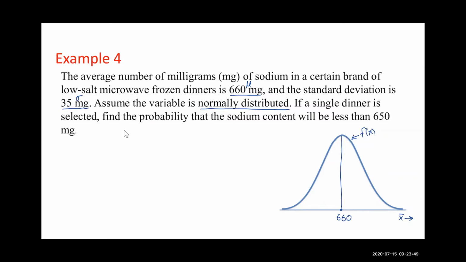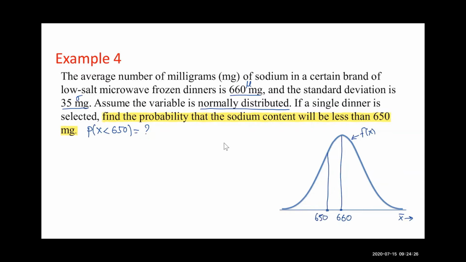Now, we are asked to find the probability. This is our question. We have to find the probability that the sodium content will be less than 650 milligrams. So we want the probability that X is less than 650 milligrams. What is that equal to? We need to find that. So if we look at the graph one more time, here is 660. So 650 will be somewhere here to the left of 660. So first we are going to label that 650. So that is my 650.